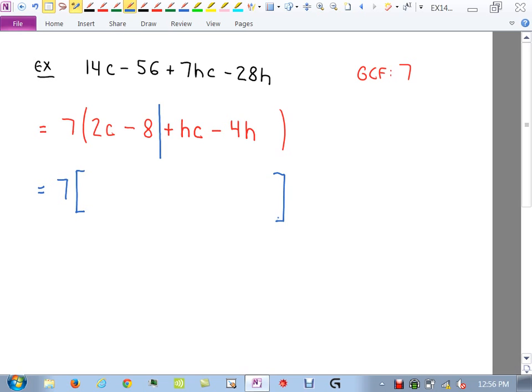Now what is the first 2? What can I pull out as far as a GCF on the first 2 terms there? A 2, right? That's it? So I pull a 2. What's left there? C minus 4. Then I move to the other one, and here's where I'm going to play my matching game, okay? What do I need it to be? C minus 4.